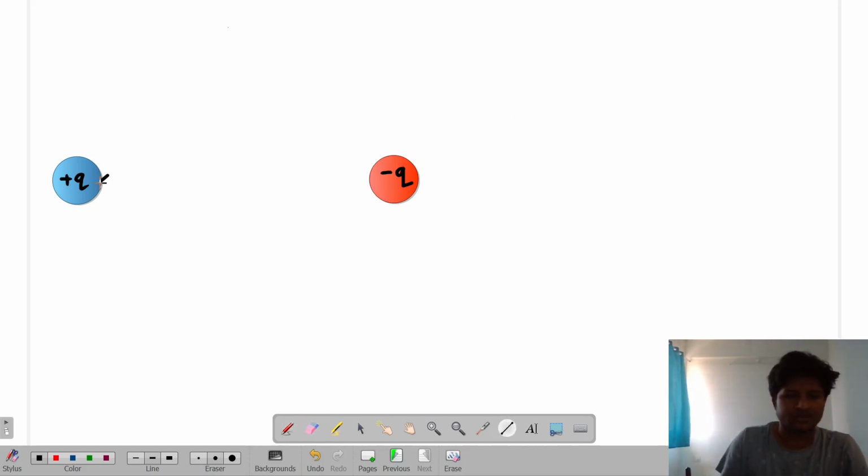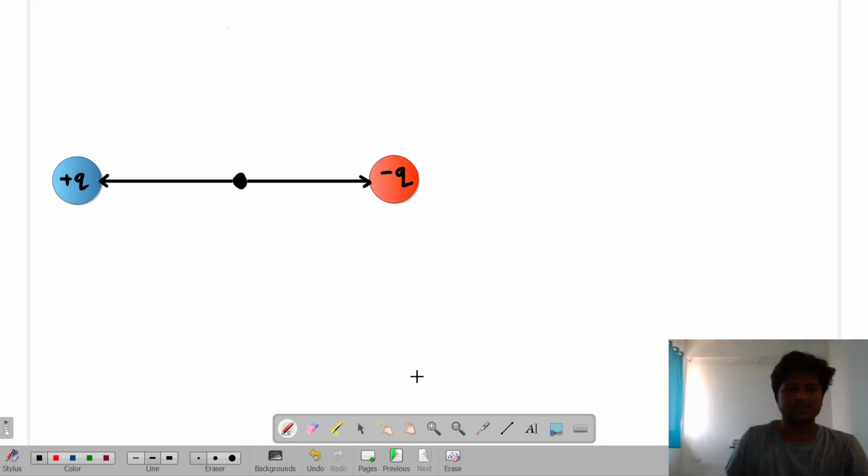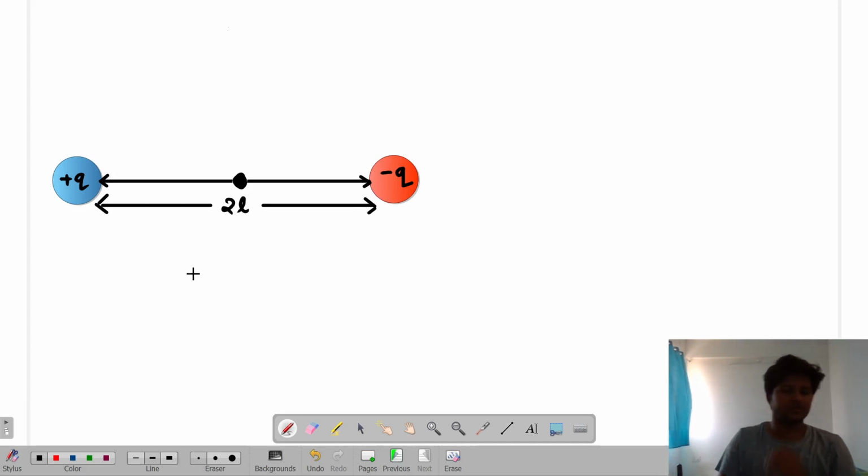Now look over here. For this particular case, we consider that the length between these two charges is 2L. Why? Because when we are doing the calculation, 2L will give us a great benefit to do the calculation in a much easier way. If we took L, we would have to take L/2 for the equatorial case. Is that clear or not?